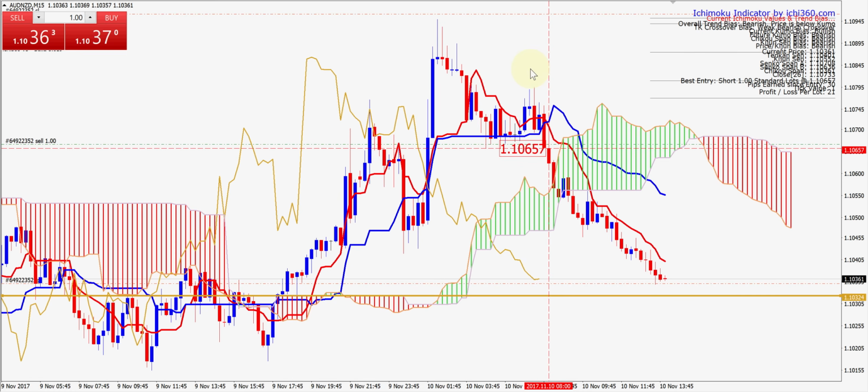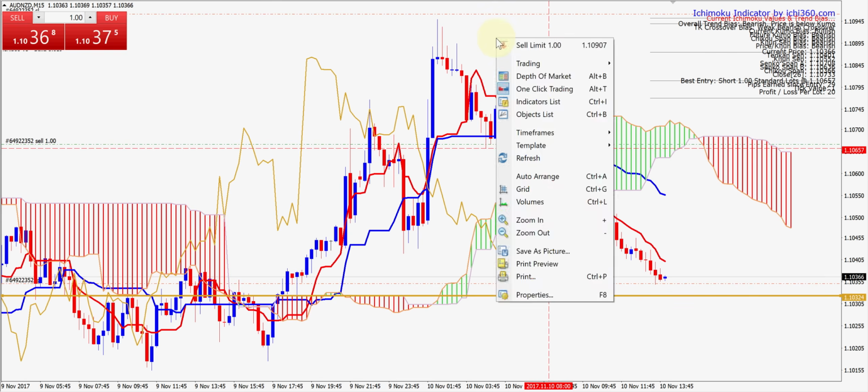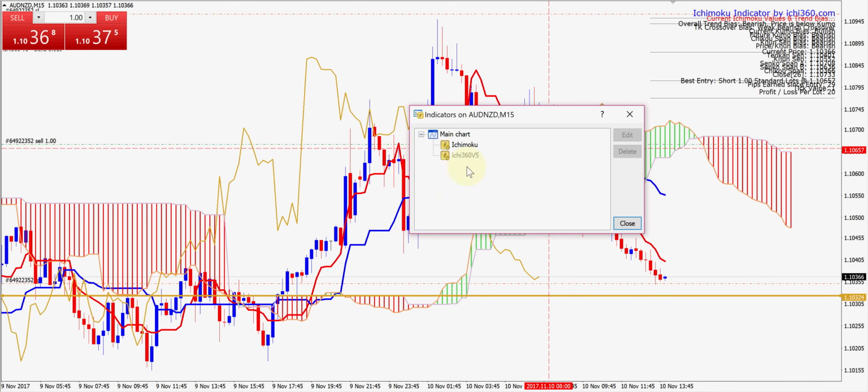So it shows us that a signal has been generated at 1.10657 for sell. Hence, I have sold at that level and put a stop loss above here and a take profit target below here. So let us see the indicator properties. We look at the indicator's properties. It's called the Ichi 360 V5.